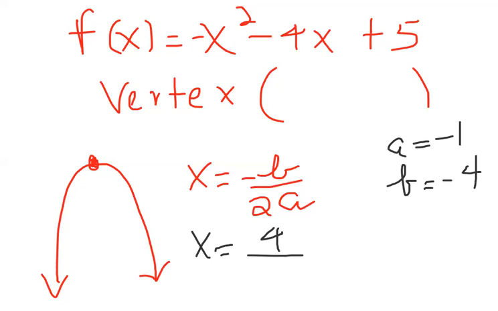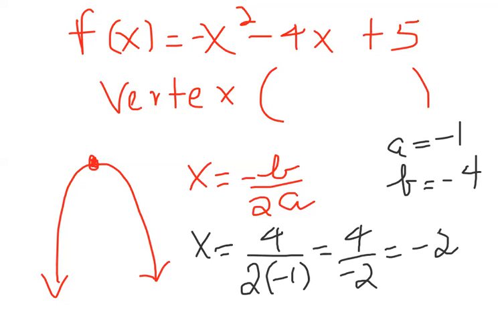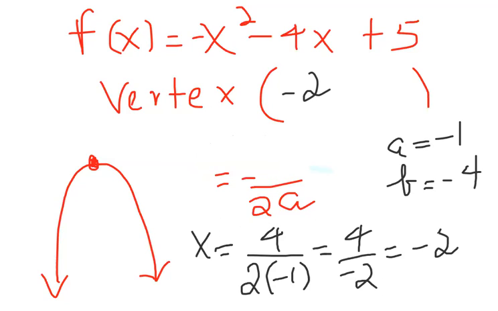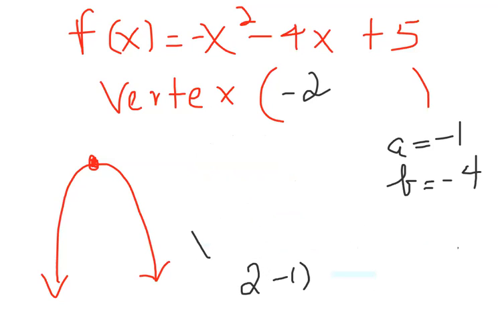So guys, over 2 times the value of a. What's a? -1. So let's work it out. 2 times -1 is -2. 4 divided by -2 gives you -2. So that's the x value of the vertex, guys. So use this little formula here to find the x value. And then once you find the x value, you're going to take the x value and plug it back into the equation to find the corresponding y value, the value of the function.